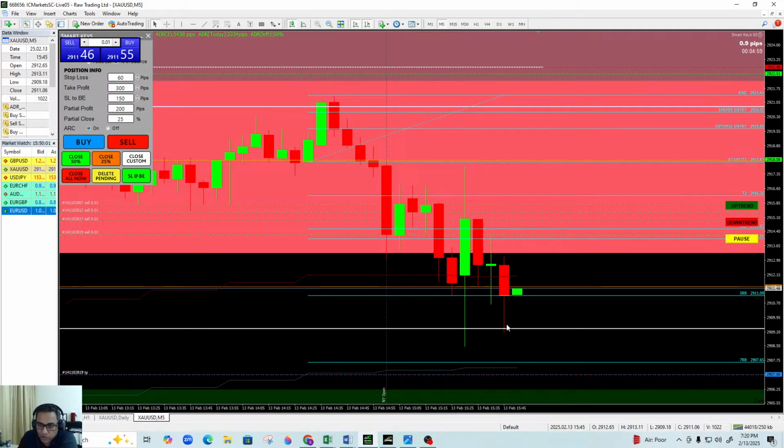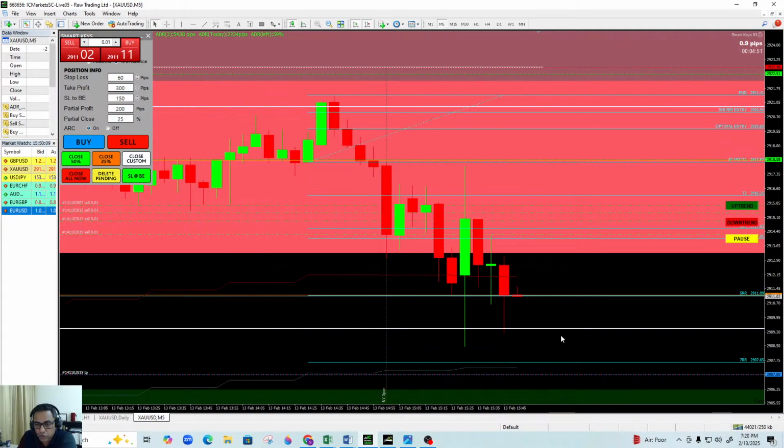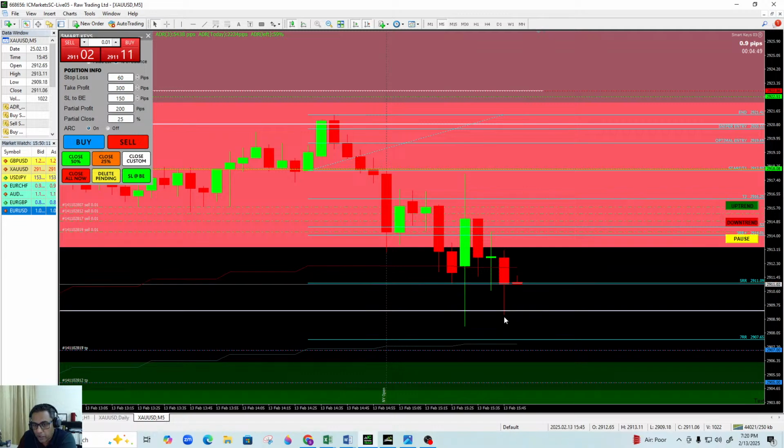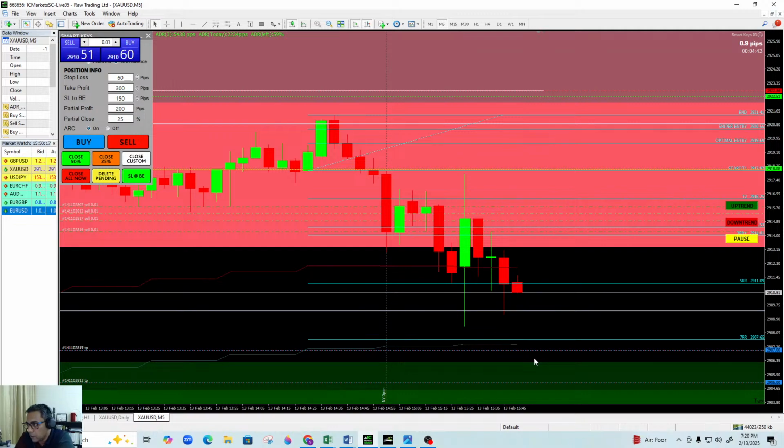We tapped it once. We tapped it a second time. We should close below it. If this 5-minute candle breaks the low, then we are going to close below it and we're heading down.